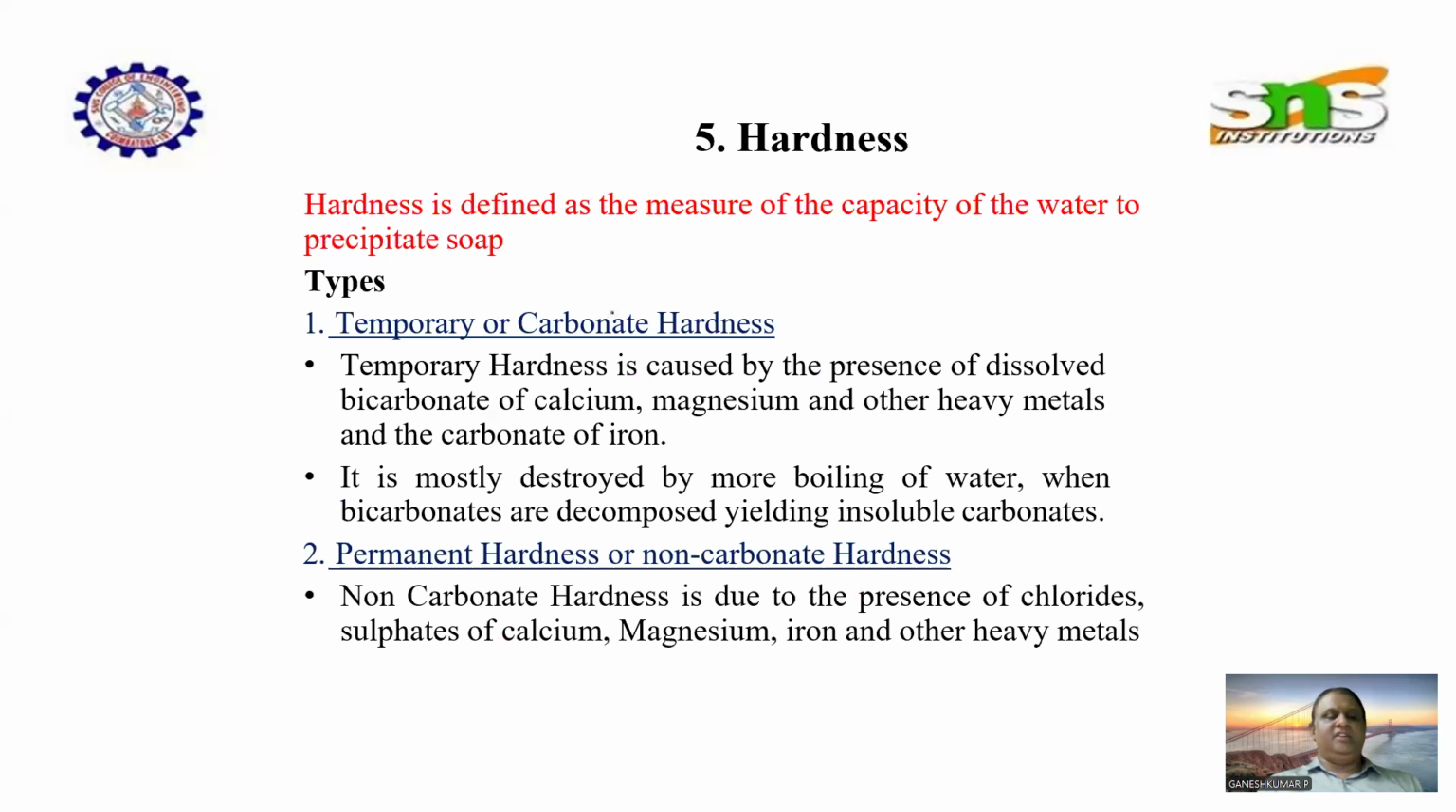Then the hardness. We know that hardness is a measure of the capacity of water to precipitate soap. There are two types of hardness: temporary hardness and permanent hardness. Temporary hardness means the presence of bicarbonates of calcium and magnesium. And permanent hardness means the presence of chlorides and sulfates of calcium and magnesium. We call them non-carbonate hardness.